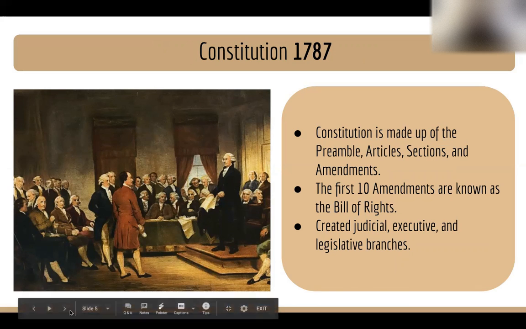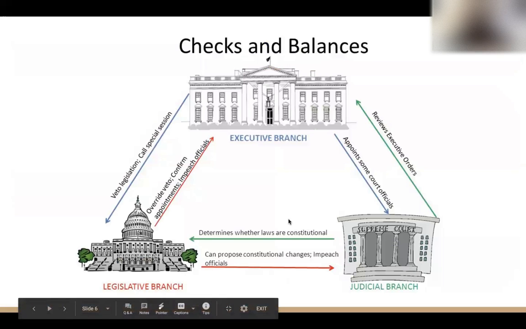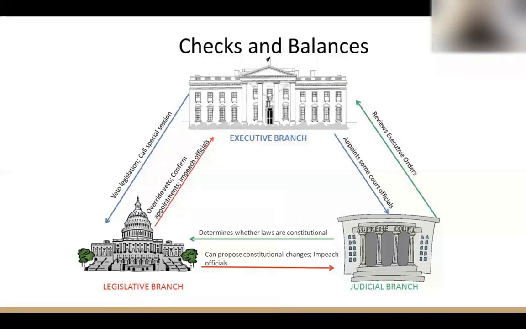These three distinct branches interact together in what is known as checks and balances. This idea of checks and balances is really the idea that these three branches of government would check and balance one another, meaning that one branch would not be more powerful than another. And this diagram does a pretty good job of outlining that for us.